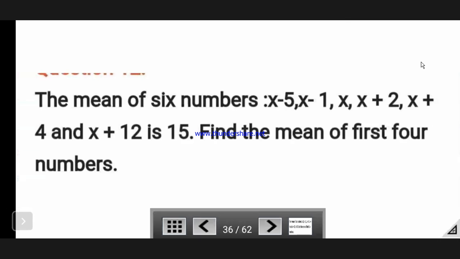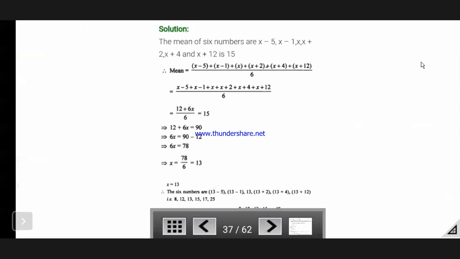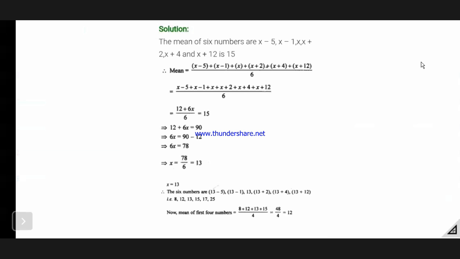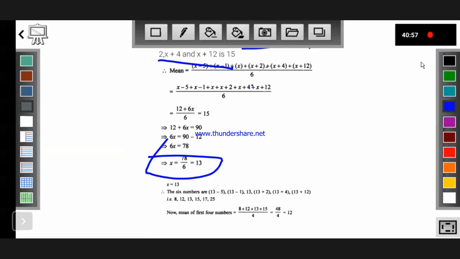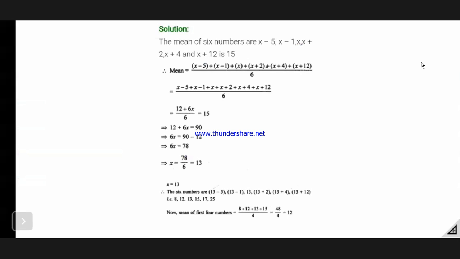They have given us 6 numbers and their mean is 15. They are asking us to calculate the mean of first 4 numbers. First we are calculating the x value. We are adding these numbers. Since there are 6 numbers, we are dividing it with 6. And we are getting the x value as 13.